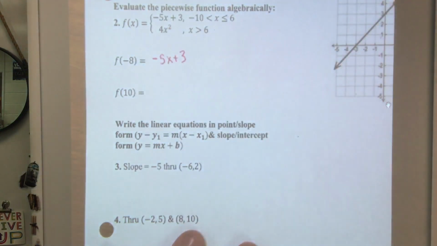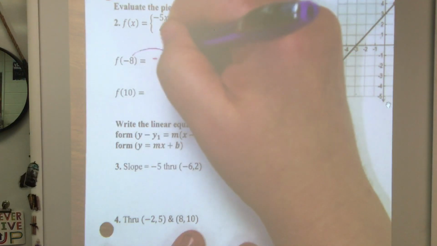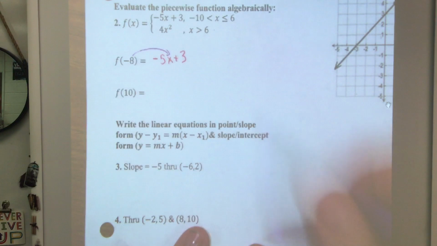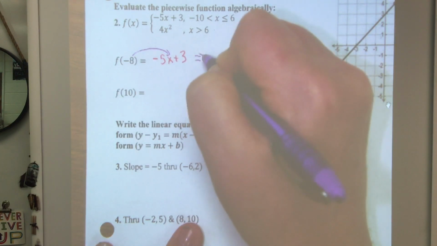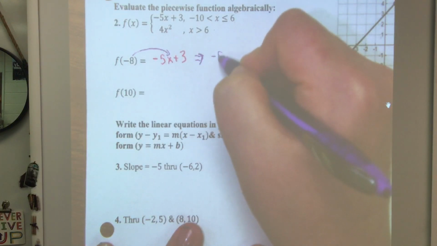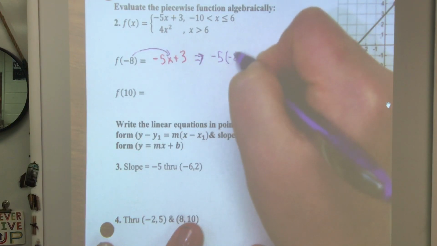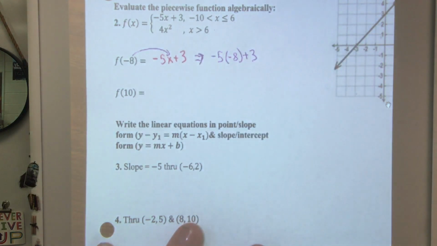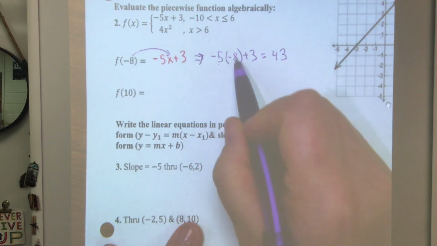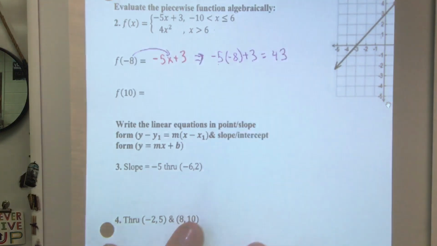And I would plug my -8 in for x. See if I can make this a little less blurry. No, I won't. Okay, so if I plug that in, these arrows just mean I'm going to the next step. So that would give me -5 times -8 plus 3. And that would give me a positive 43, because -5 times -8 is 40, plus 3 is 43.